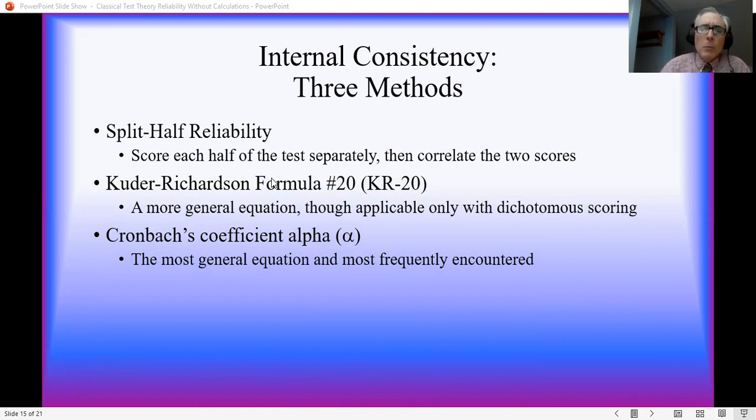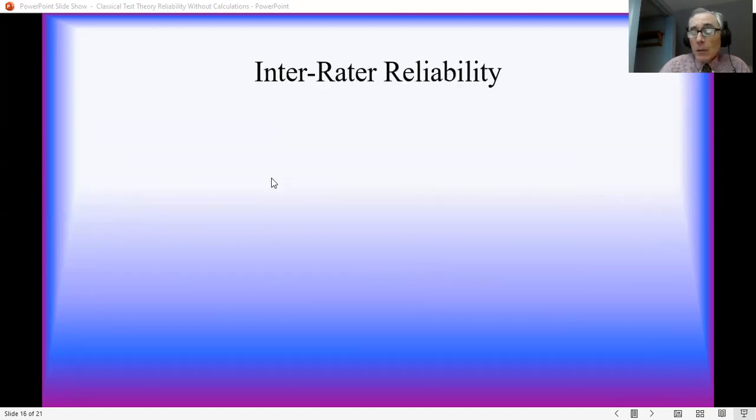In fact, that one has become so common that you'll often just see the little alpha symbol. They'll say the test had excellent reliability, alpha equals 0.92. And they're just assuming that if you're reading this paper, you know what that means. Are there other methods? Absolutely. There are always statisticians that work on these things, coming up with new and arguably improved methods, but these are the biggies that you see all over the place. And that gets us to the last form, inter-rater reliability, after which we can conclude for today.